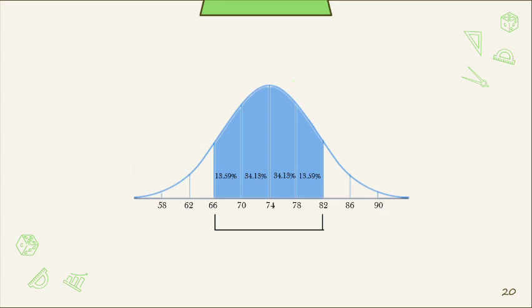Ang mga students na nakakuha from 66 to 82 is nasa 95.44%, o pwede natin sabihin 95%. And ang nakakuha naman ng 74 to 82 rather is, ilan ba yan? 34.13% plus 13.59, it's about 47.72% or 48% of the student. So 48% of the student got the score from 74 to 82.